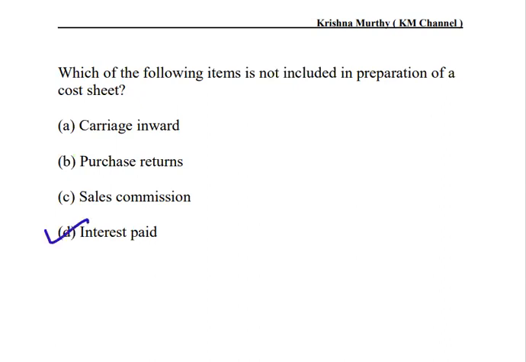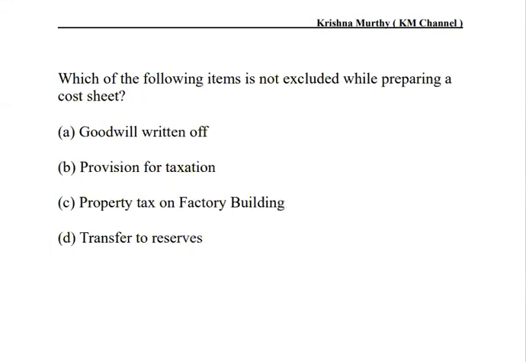Interest paid. Next one, which of the following items is not excluded while preparing a cost sheet? The options are: first one, goodwill written off; B, provision for taxation; C, property tax on factory building; D, transfer to reserves. The right answer will be option number C, that is property tax on factory building.